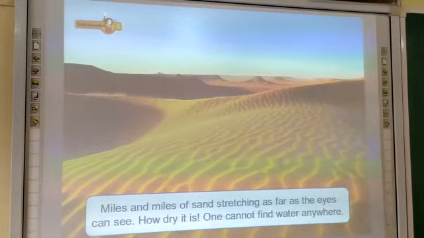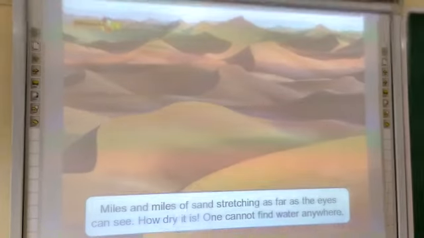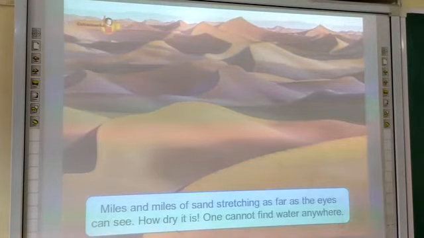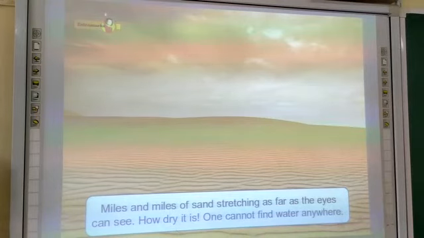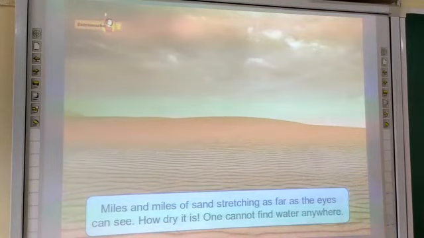Miles and miles of sand stretching as far as the eyes can see. How dry it is. One cannot find water anywhere. Children, can you imagine what kind of life inhabitants of such a place live? Life in the desert is without doubt hard.